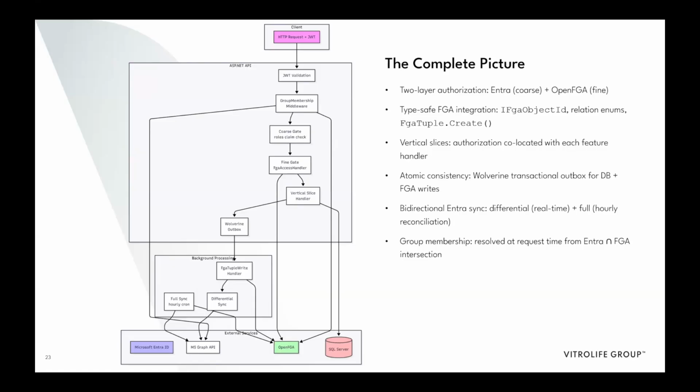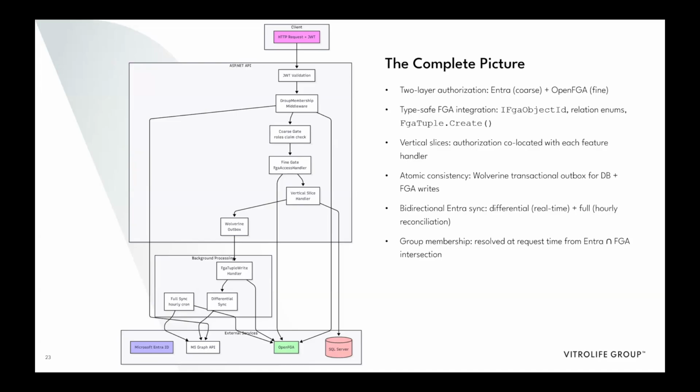And then you also write a tuple for that domain in OpenFGA. Yes, so we usually write a relationship for it. It will be: this landing zone has a parent platform. This platform has a parent domain. Those writes are done atomically using this outbox.